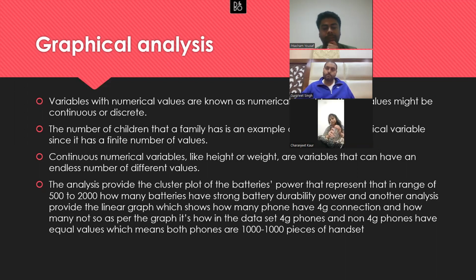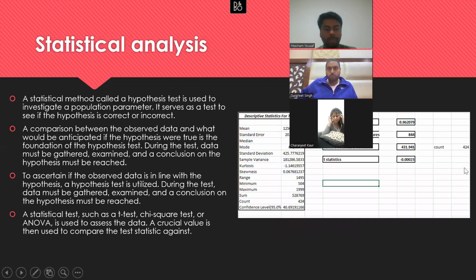The analysis provides the cluster plot for the batteries' power, which represents the range of 500 to 2000. How many batteries have strong battery durability power? And another analysis provides the linear graph, which shows how many phones have 4G connections and how many do not. The graph shows that 4G phones and non-4G phones have equal values, which means both are 1,000 pieces for the handset. So this is the statistic analysis for this.